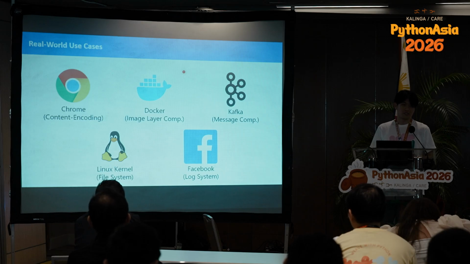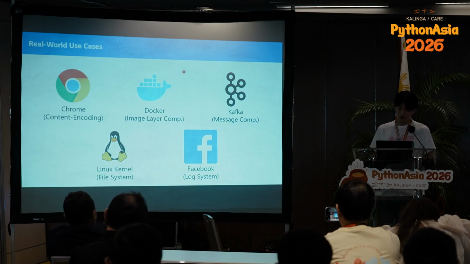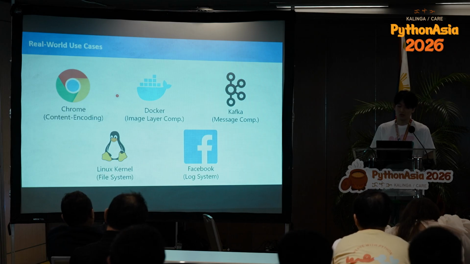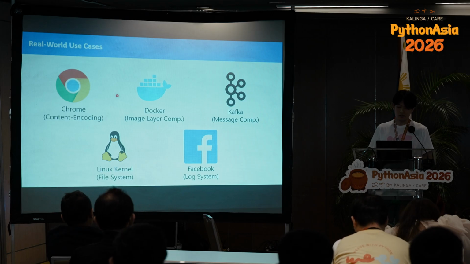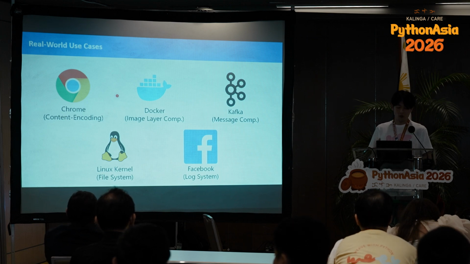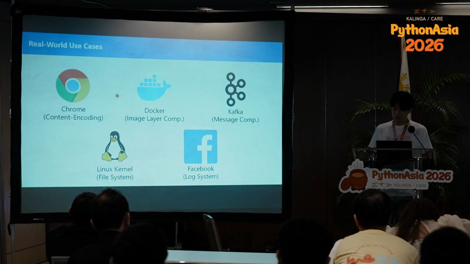Next, I will introduce some real-world use cases. This standard is already used in many real systems. For example, Chrome is using Zstd for content encoding, Docker is using it for image layer compression, Kafka is also using compression for messaging, the Linux kernel uses it for file systems, and Facebook uses it for logging systems. So this is not an experimental algorithm, but it is very well proven in production.